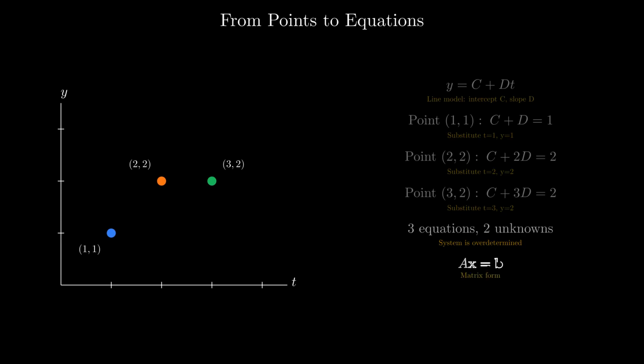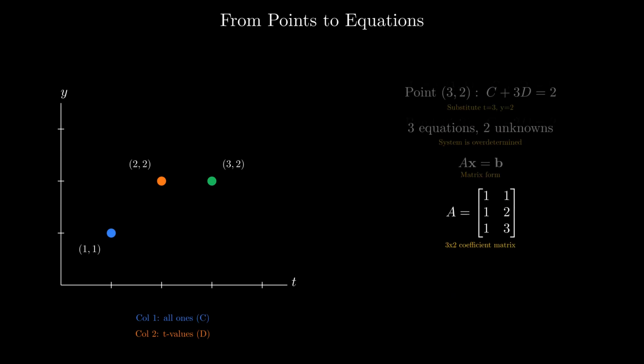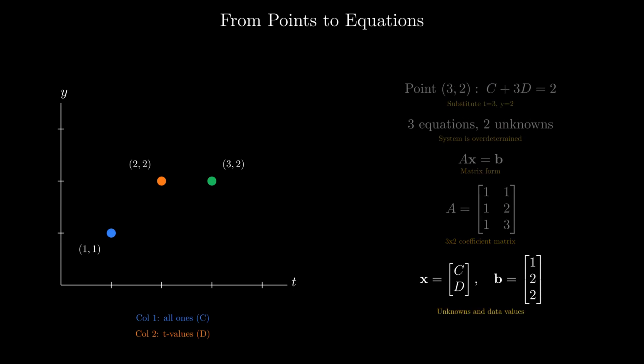In matrix form, we can write this as Ax equals b. The matrix A is a 3 by 2 matrix with rows (1, 1), (1, 2), and (1, 3). The first column is all 1s, and the second column contains the t values 1, 2, 3. The vector x is (c, d), and the vector b is (1, 2, 2).